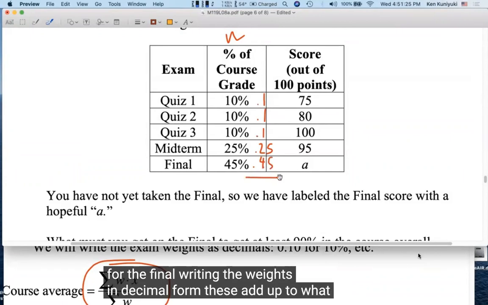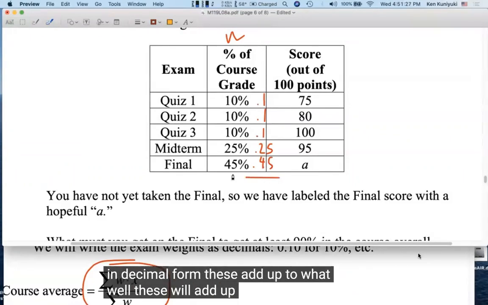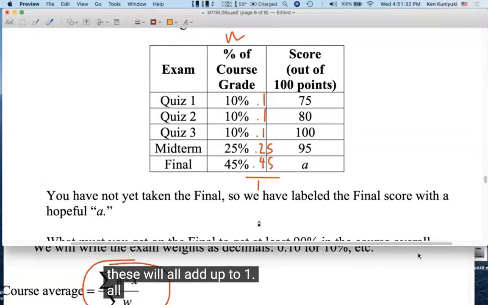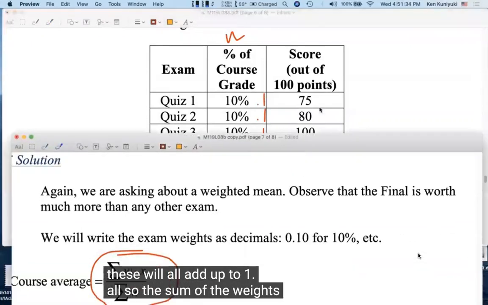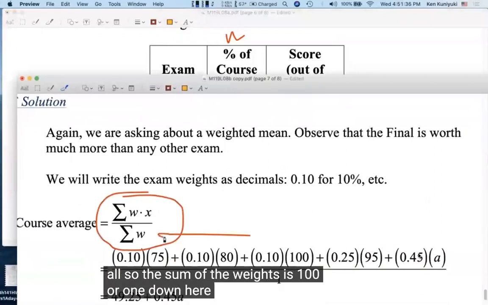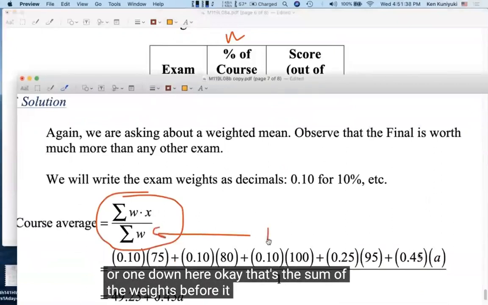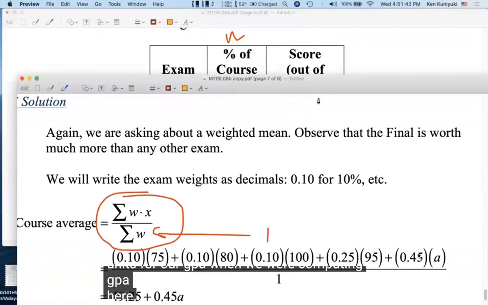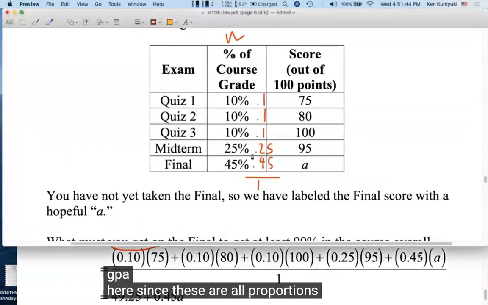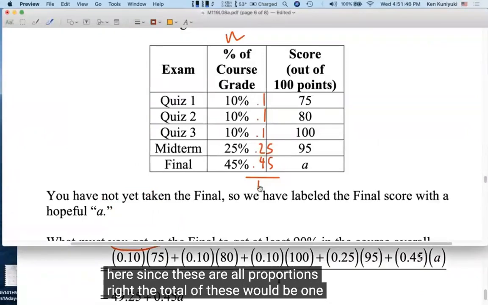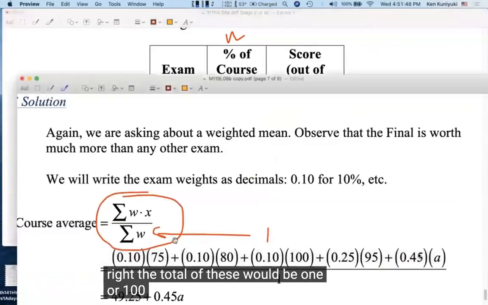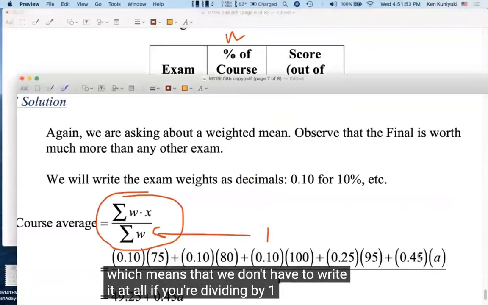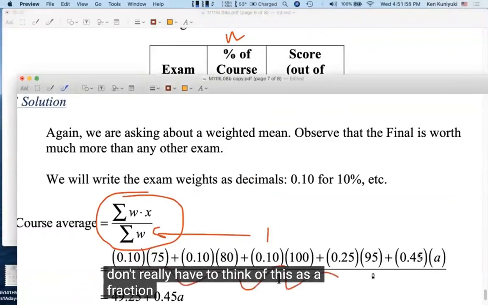These add up to what? Well, these will add up to 100%. These will all add up to 1. Right. So the sum of the weights is 100% or 1 down here. Okay, that's the sum of the weights. Before, it was 12 units for our GPA when we were computing GPA. Here, since these are all proportions, the total of these will be 1 or 100%. So we're going to write a 1 down there, which means that we don't have to write it at all. If you're dividing by 1, you don't really have to think of this as a fraction.